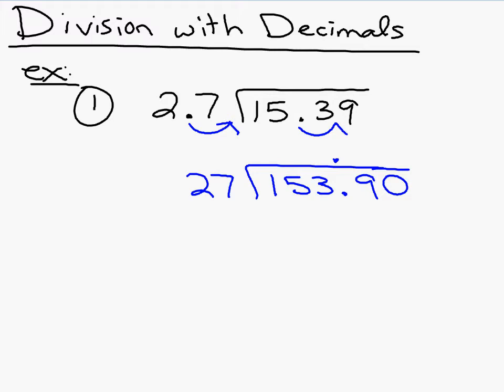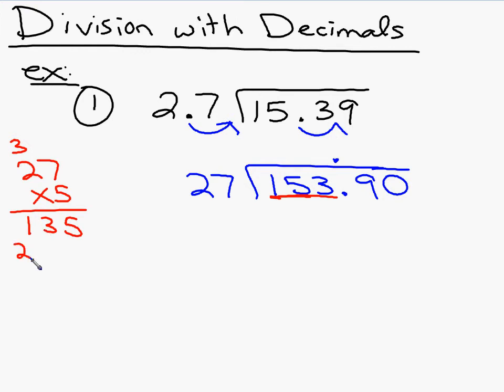We ask, how many times will 27 go into 1? It won't. How many times will 27 go into 15? It won't. How many times will 27 go into 153? So I come over to the side and I try something. 27 times, I'll try 5. 5 times 7 is 35, carry a 3. 10 plus 3 is 13.